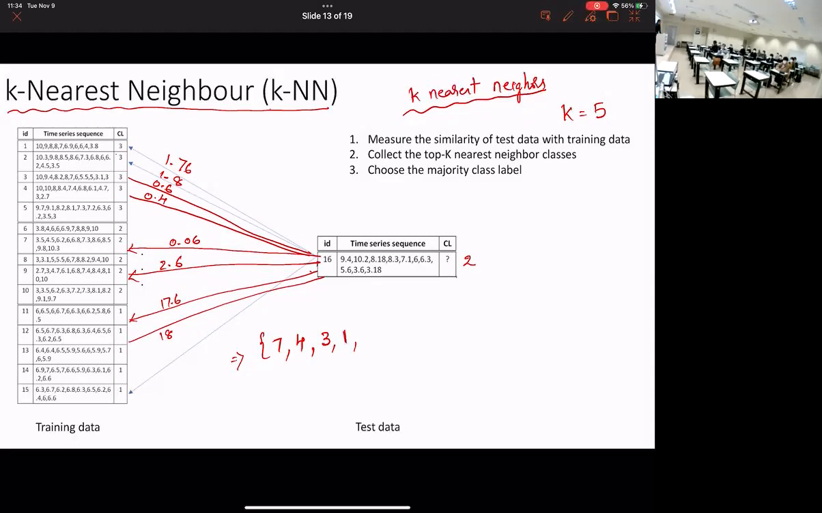We need 5. So one more. 2. Okay, so these are the closest. So 7, so these are the time series identifiers. Now tell me the class labels.